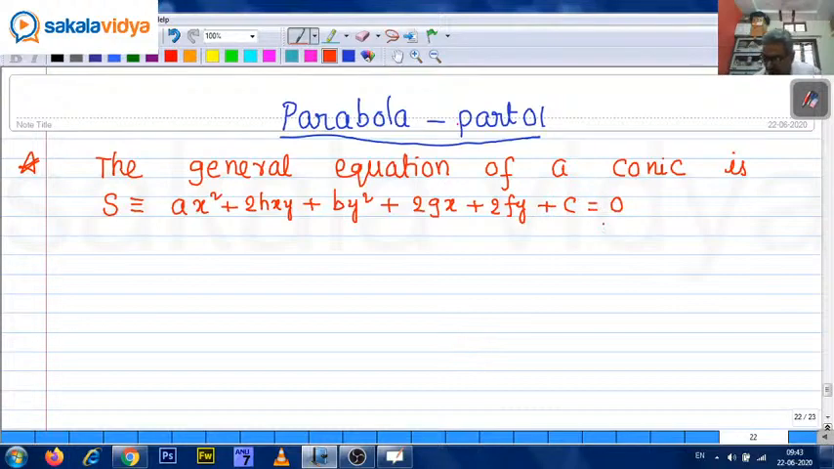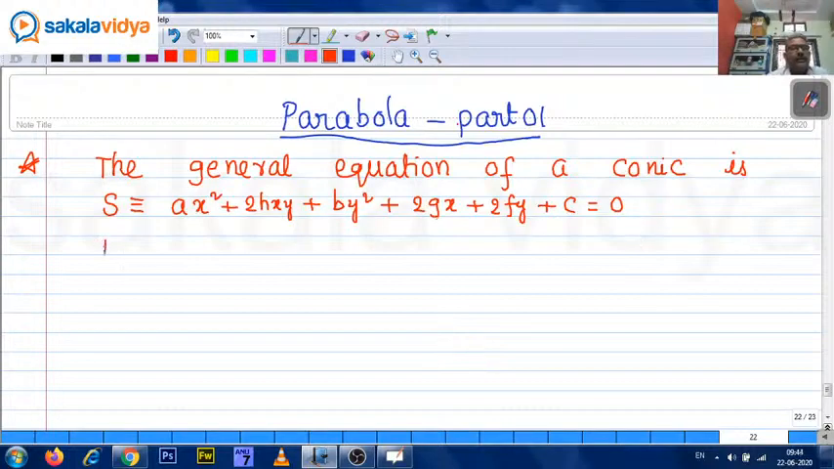Understood now? The general equation of a conic is actually the rotation of the cone. Rotation of the conic is called revolution of the solids, Madhurima. The general equation of a conic is S equals ax square plus 2hxy plus by square plus 2gx plus 2fy plus c equals 0.